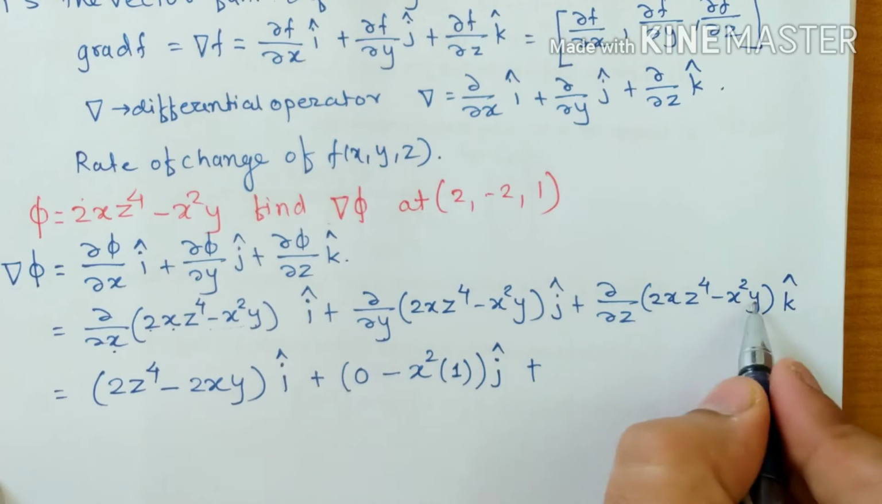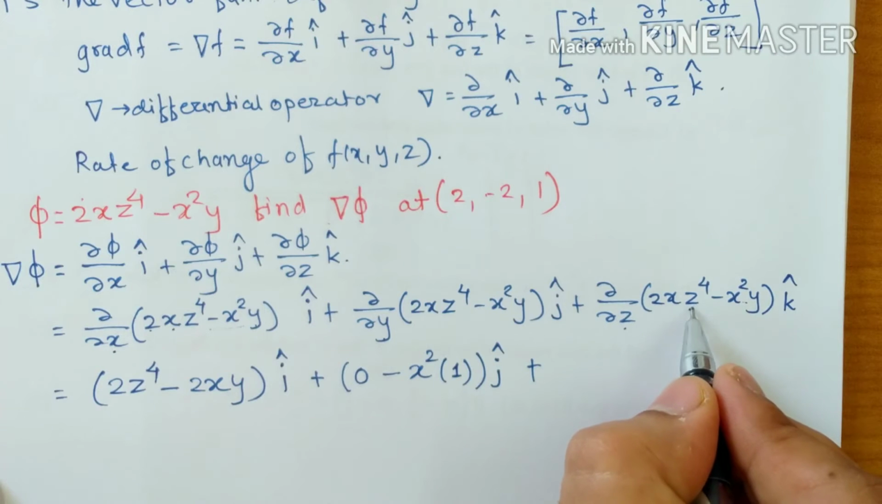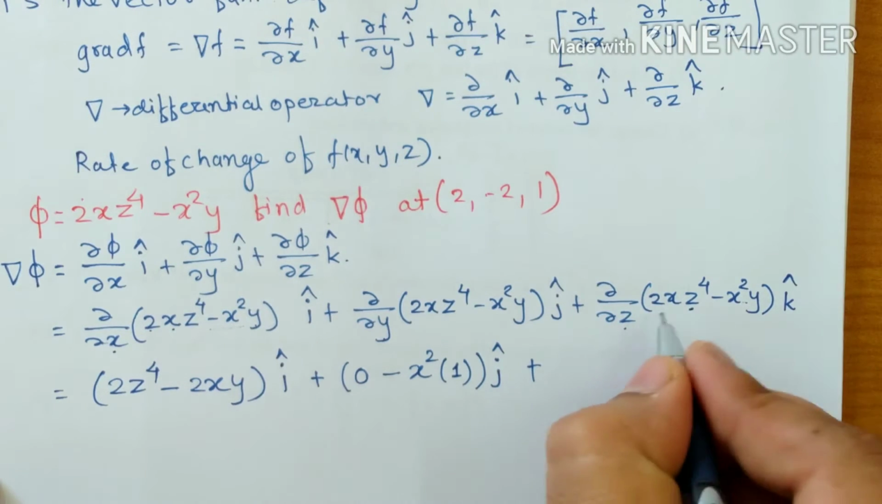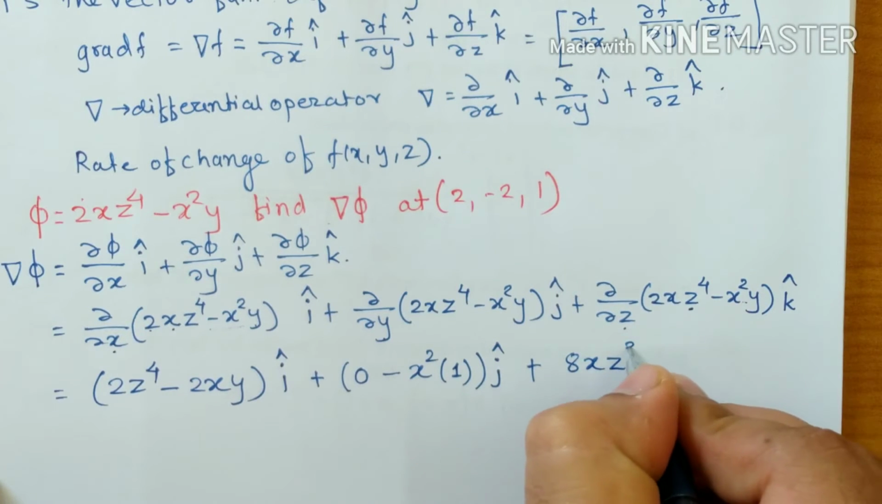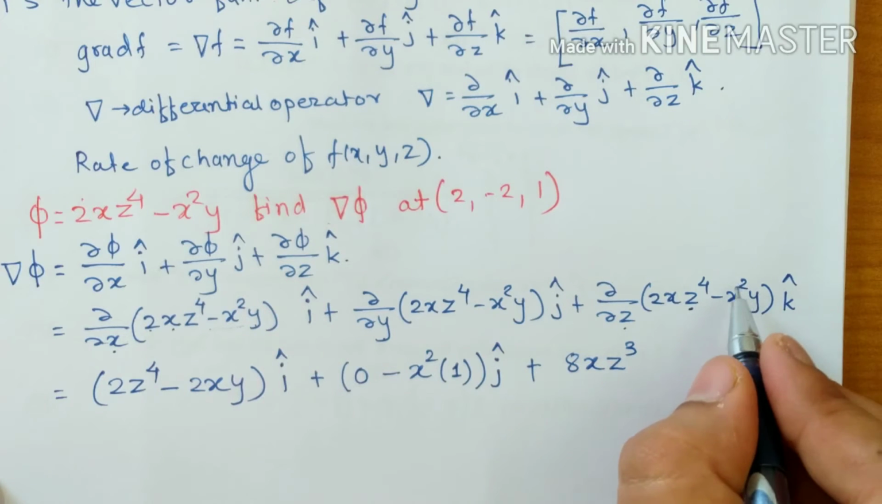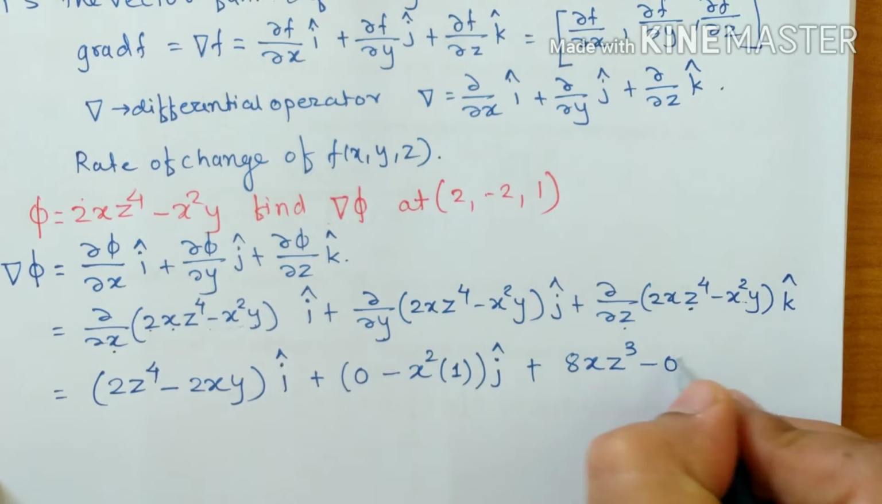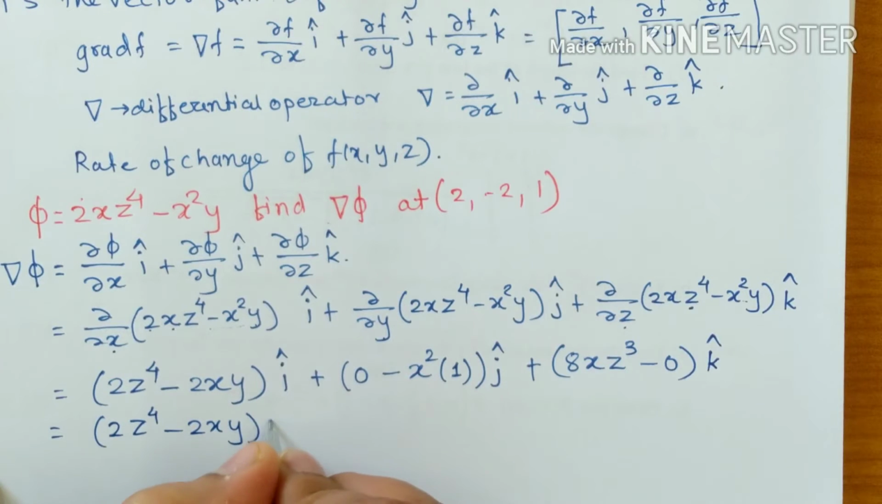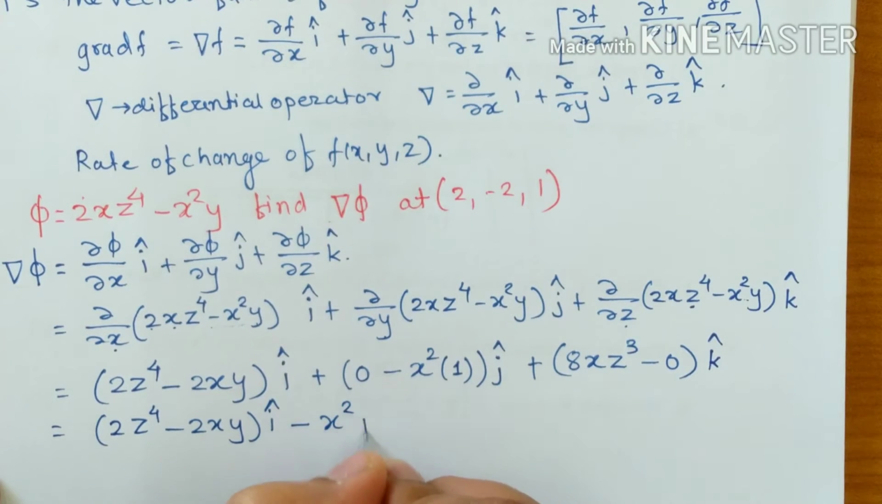Now the partial derivative of this quantity with respect to z. In the first term, z is present. What is the term of z? z^4. What is its derivative? It is 4z cube. 4z cube into 2x, so we get 8xz cube. Now x square y. Do you have z in the second term? No. Hence the derivative of the second term will be 0. Therefore we get (2z^4 minus 2xy) into i cap minus x square into j cap plus 8xz cube into k cap.